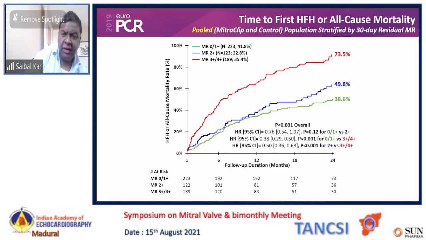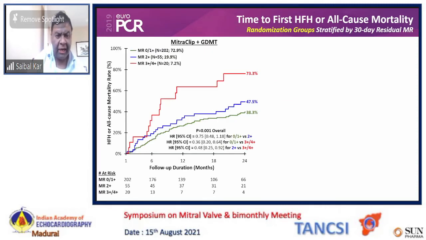And what you see over here, if you have 3+ residual MR, you did very badly. You had an event rate, mortality was very high. On the other hand, if you had a patient who's 2+ or 1+, the difference was not significant. So that means the threshold, the cutoff, is 2+ or more, right?